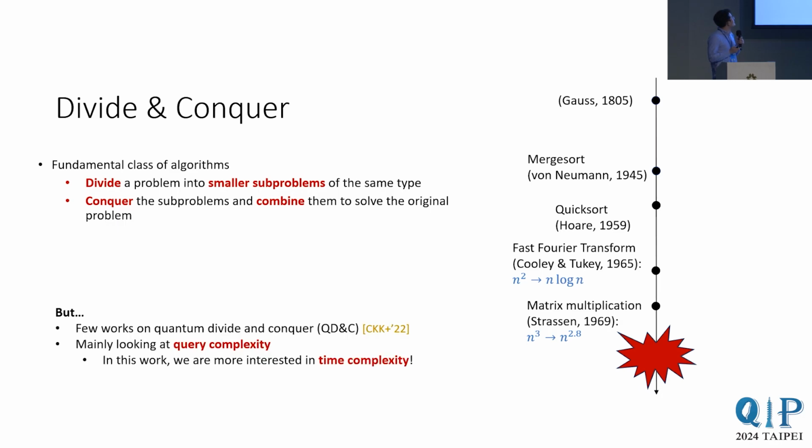But we noticed that there are very few works on quantum divide and conquer. Probably the most relevant one is in QIP 2022 by Charles Cotry, Kovacs-Dick, Sendarum, and Wang. In their work, they mostly focus on the time query complexity, but in this work, we are more interested in the time complexity. So here is the main difference.